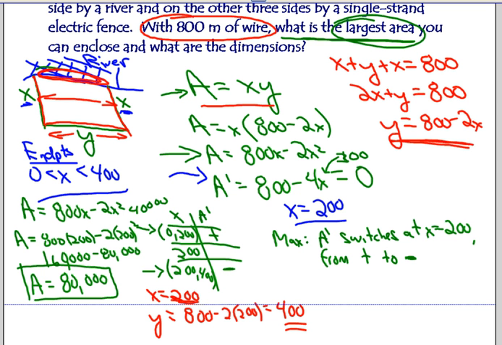So largest area, 80,000 meters squared. We should put some units on that. And our dimensions are 200 meters by 400 meters. And that completes problem number 9.